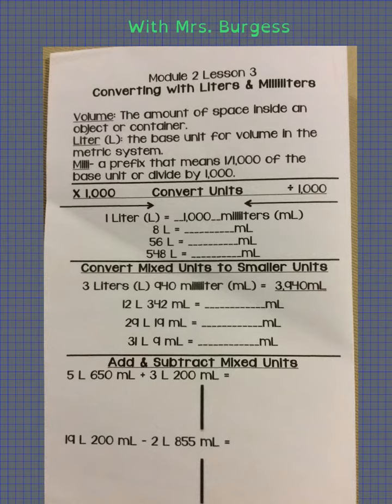So we have a couple vocab words we're going to highlight. All right, volume is a new word. Volume is the amount of space inside an object or container. So we've already done length, right? That was meters. We've already done mass, which in the metric system was grams. Now we're talking about volume. So volume is the amount of space inside an object or container.